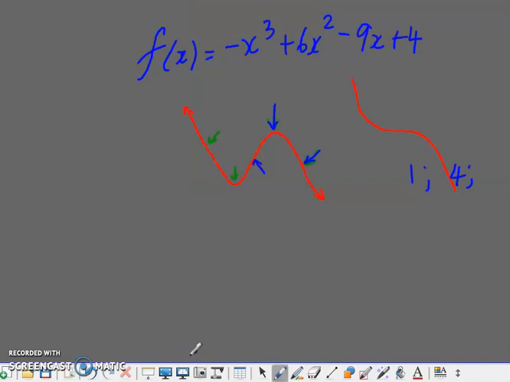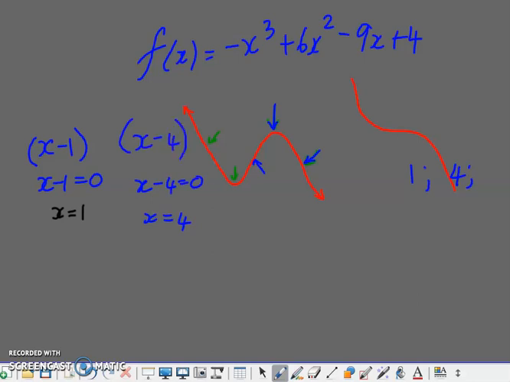So the one answer says x is equal to 1. I need to understand the steps that happened before this. The step before this was x minus 1 is equal to 0. So the factor was x minus 1. If I have x is equal to 4, then the step before that was x minus 4 is equal to 0, and the factor was x minus 4. Now I have two of the potential factors, so I say f of x is equal to x minus 1 into x minus 4, and I need another factor.